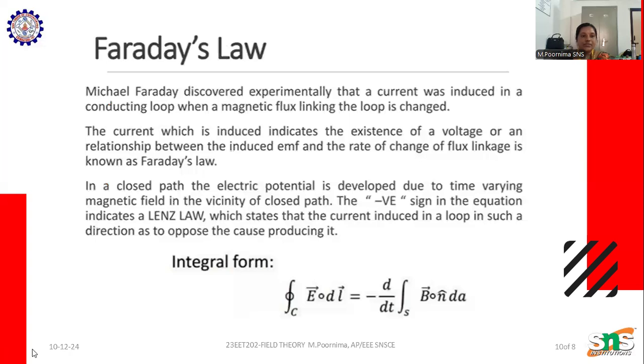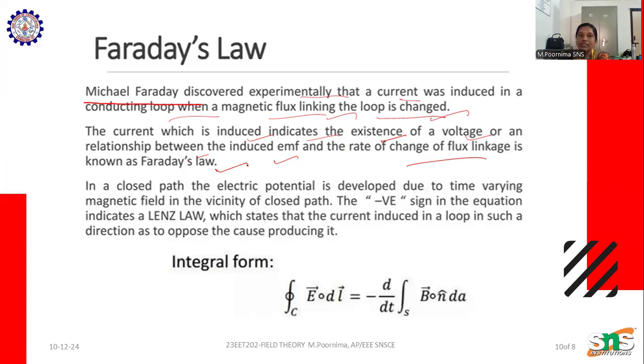Here, first, Maxwell's equation. Michael Faraday discovered through experiment that a current was induced in a conducting loop when the magnetic flux linking the loop is changed. The induced current indicates the existence of a voltage, a relationship between the induced EMF and the rate of change of flux linkage, which is known as Faraday's law.